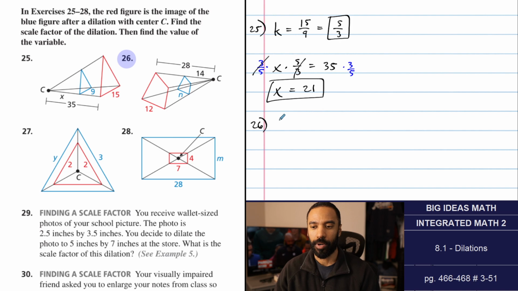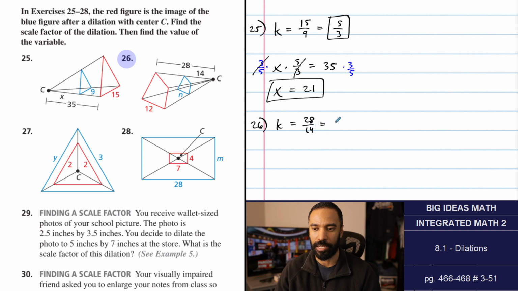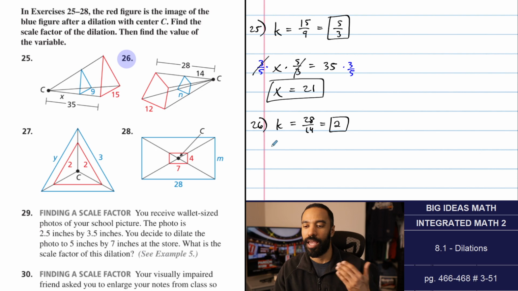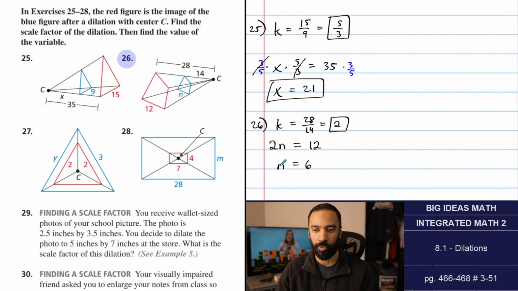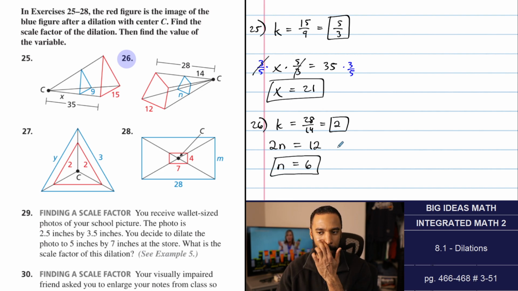Number 26, we're going from blue to red again. Once again, an enlargement from 14 to 28 is 2. 28 divided by 14, that is the scale factor. So n is the variable. I take n and multiply it by 2. I'll put the 2 in front this time. N times 2 is 12. What is the n value? I think this is one we can all agree. Divide both sides by 2, we get n equals 6. So that one probably made a little more sense in what actually happened there.